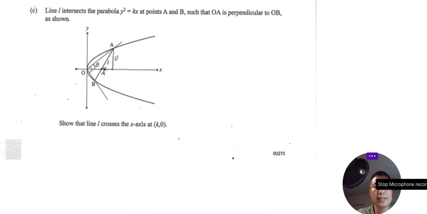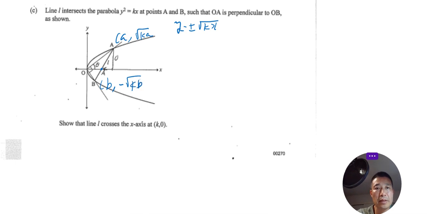So for A, say the x value is a, small a. So what is the y value? Y is plus or minus the square root of kx. Hence, when I plug in a, that must be the positive square root of ka. Now for B, same way, if b is the x value, then the y value must be the negative square root of kb.